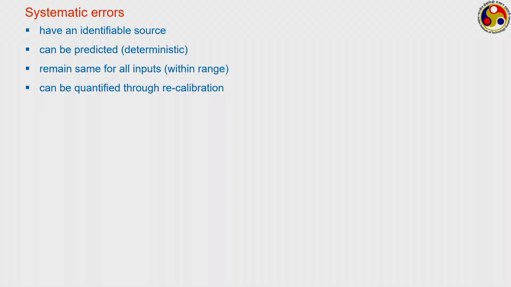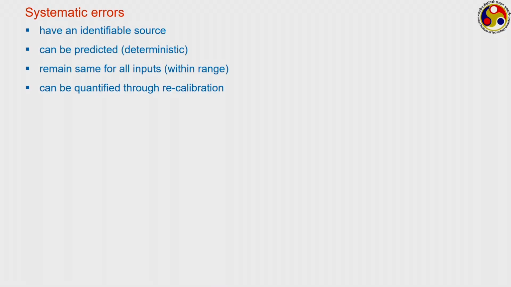Like the example of that venturimeter that we have seen, there are 5 different inputs required to calculate the final value of mass flow rate. Then there are 5 ways some kind of systematic error may get introduced. So we can deal with each of them carefully, and it is possible to minimize the error. The systematic error, as I have just mentioned, can be predicted. So it is a deterministic kind of error. It remains the same for all input within range.